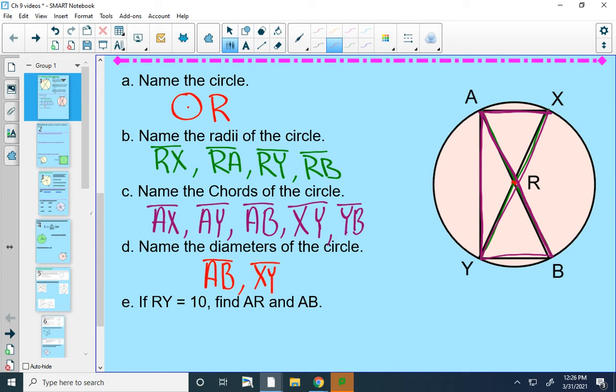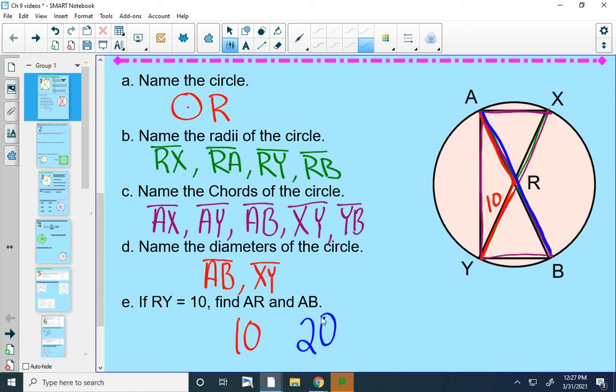And then we get one problem with some numbers in it. If RY is 10, so if the radius of this circle is 10, find AR. Well, AR is another radius. A circle's going to be the same distance all the way around, so AR would be 10 units. And AB is a diameter. Diameter is always twice the radius. So if the radius is 10, the diameter is 20.